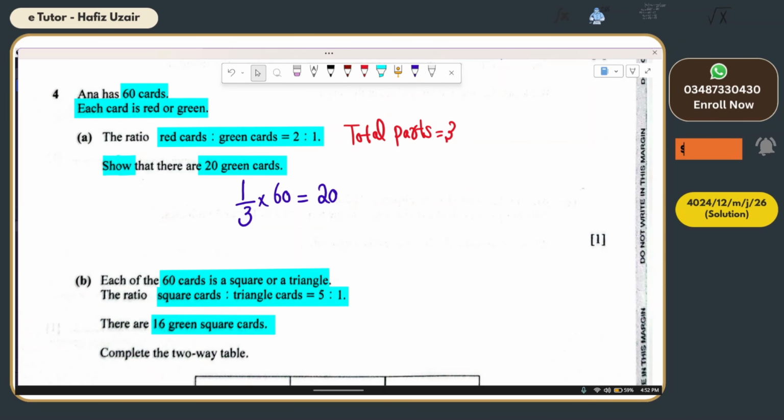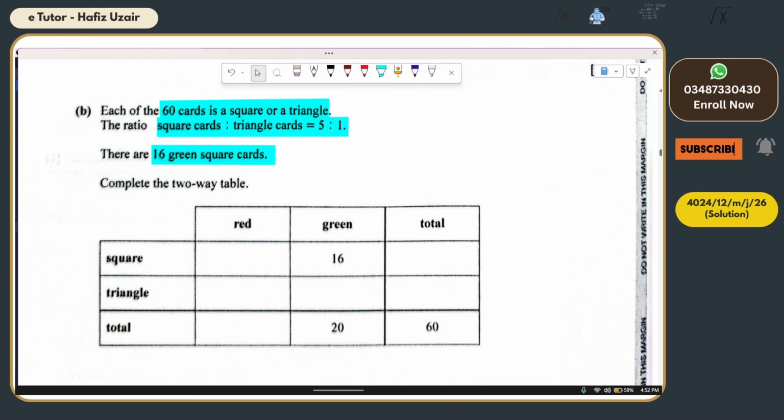All right, let's look at this table. First of all, you need to find out how many square cards and triangle cards you have, since the ratio is given. So the total parts are 6, because 5 plus 1 will be 6.